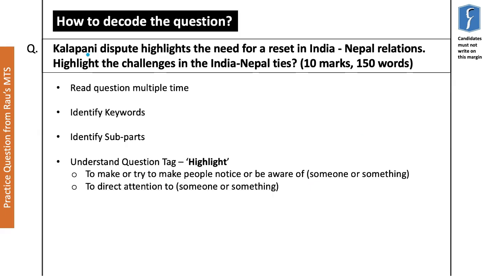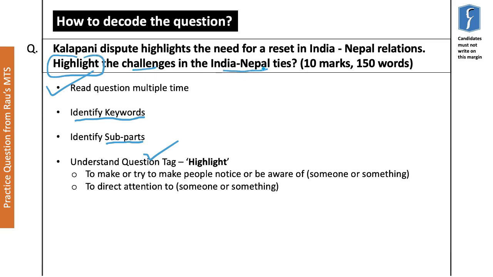Now, the most important aspect of the mains answer writing is decoding the question properly. So, for that, you should first read the question multiple times, and after that, you should always identify the keywords that are given in the question and also the important subparts of that question. Further, you also need to clearly understand the question tag that has been provided in the question. So, for example, in this question, highlight is the keyword and it reads, highlight the challenges in India-Nepal ties.